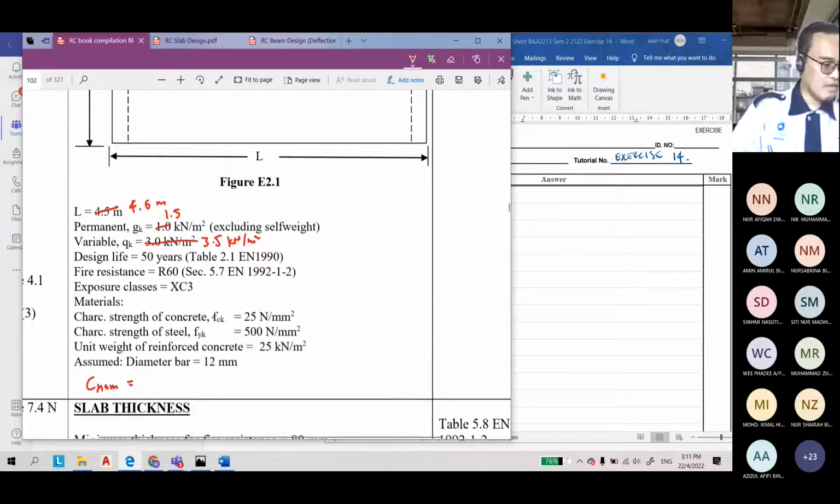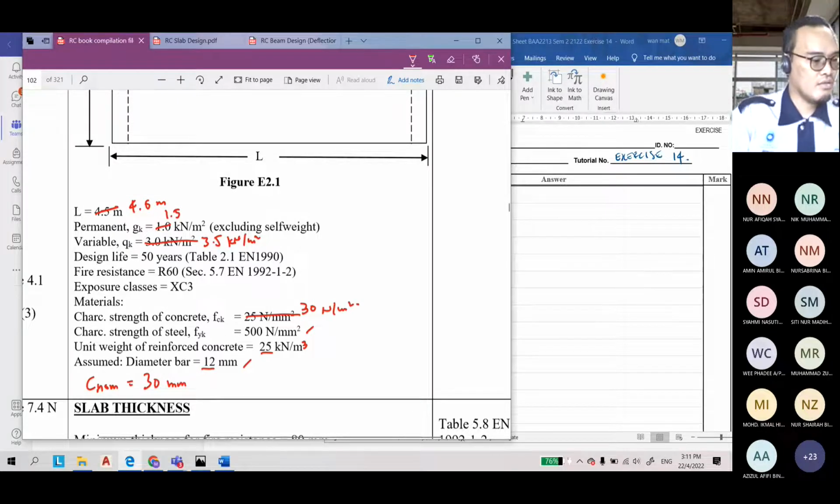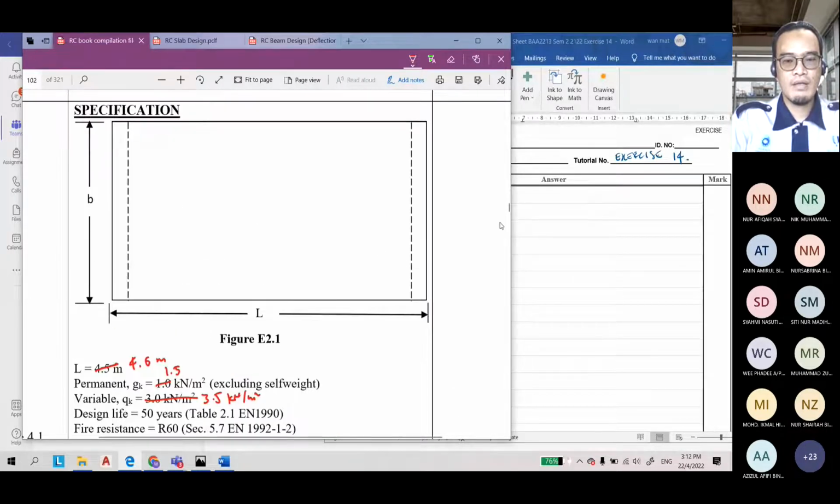The C nominal is given as 30 millimeter. Diameter of bar is 12. Concrete density is 25 kilonewton per meter cube. fyk is 500, and fck, let us try fck of 30 Newton per millimeter square. So this is our data for the design, and this is our slab. I hope you can imagine the shape of our slab.